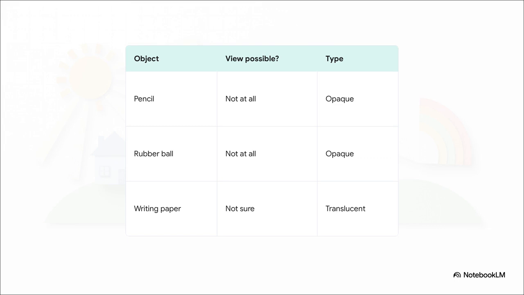A pencil or a solid rubber ball. You definitely can't view anything through those. Not at all. So they are solidly opaque. But look at a sheet of writing paper. The view is not very sure, right? Because it really depends on the thickness of the paper and the brightness of the light behind it, placing it firmly in the translucent category.